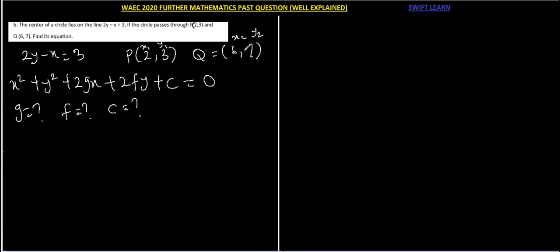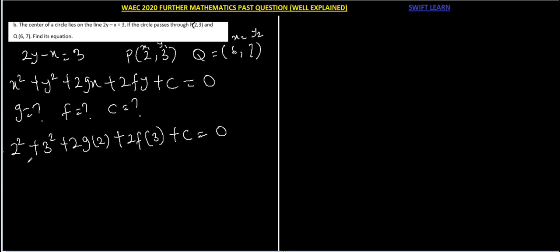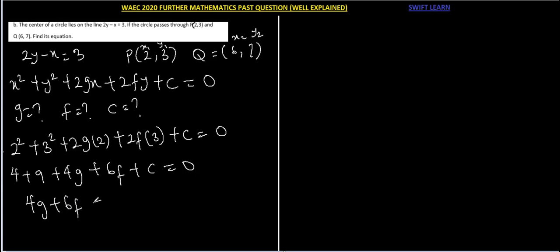These x and y here are for a reason. You put them in the form of the circle's equation. Put these 2 into this, you have 2 squared plus the y will be 3 squared plus 2g bracket 2 plus 2f bracket 3 plus c equals to what? 0. So I have 4 plus 9 plus 4g plus 6f plus c equals 0. So what do you expect? I have 4g plus 6f plus c equals to minus 13. That's my equation 1.